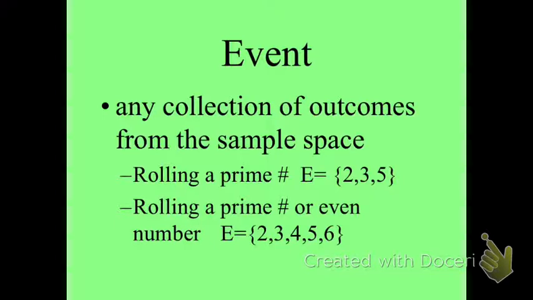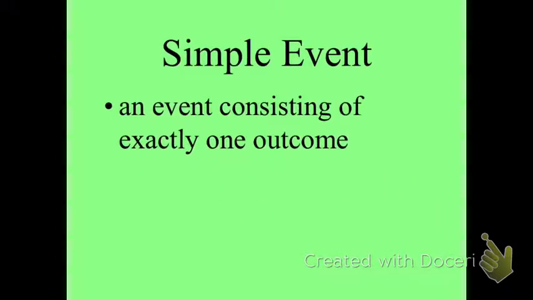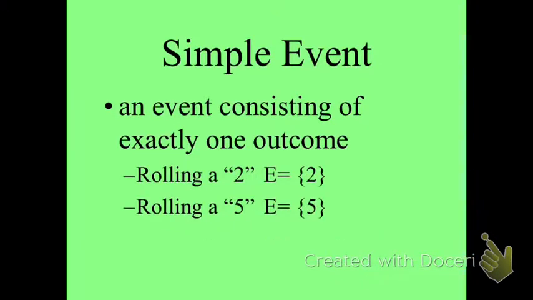So an event is when you are taking from your sample space the outcomes of that happening. You're listing out all of the outcomes of that happening. A simple event is when you only have one outcome. So a simple event would be like rolling a 2 or rolling a 5. It's only when you have one outcome. With one die, you can only roll a 2 once.